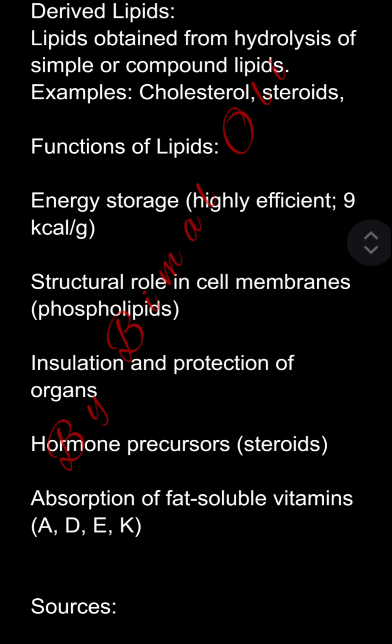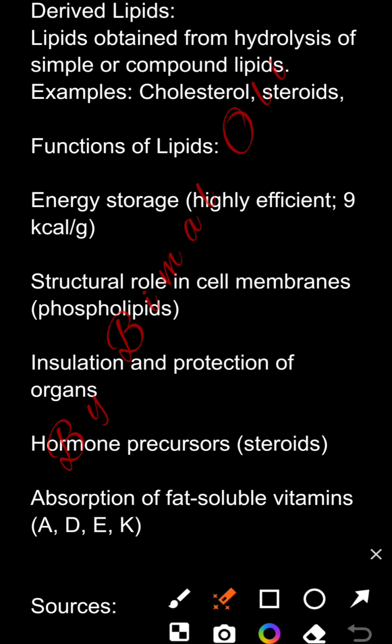Now, what are the functions of lipids? Energy storage: the main function of lipid is energy storage. Structural role in cell membranes, that is the role of phospholipids, insulation and protection of our organs, hormone precursors, that is steroids, and absorption of fat soluble vitamins, that is A, D, E, K.